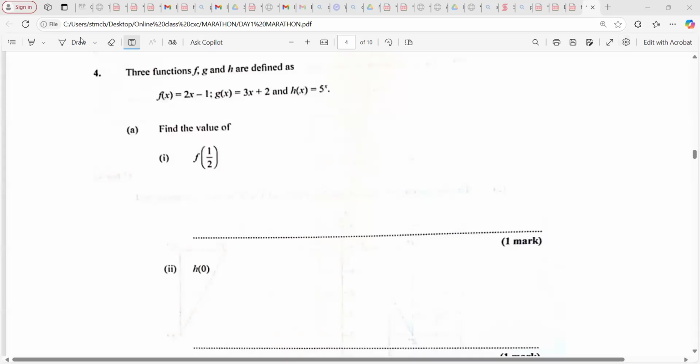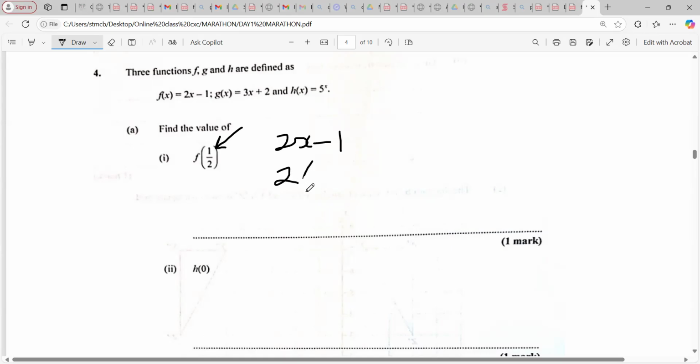Alright, so f of x equals 2x minus 1, g of x equals 3x plus 2, h of x equals 5 raised to the x, and they ask us for f of a half. So guys, anywhere we see x, we're going to plug in a half, because that's what the function wants us to do. So we have 2x minus 1, and anywhere we see x, we're going to put a half.